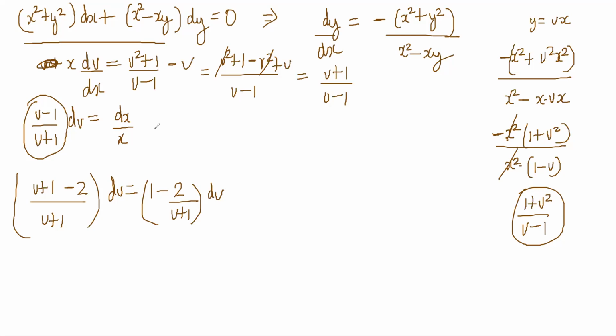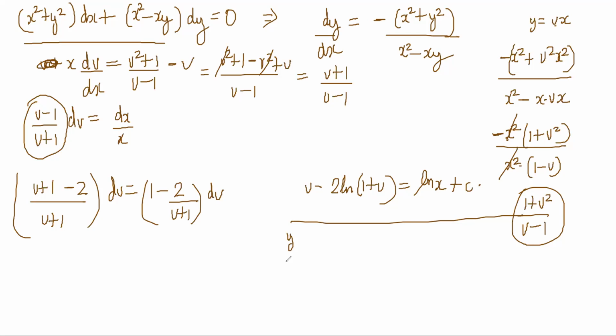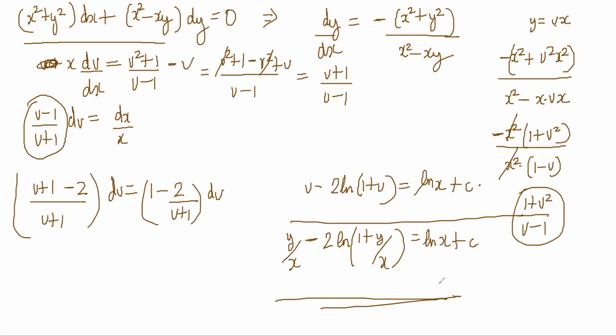dv, and this side is ln x, and this side is v - 2 ln(1 + v) = ln x + some constant, right? And now you can put, instead of v, y/x. So y/x - 2 ln(1 + y/x) = ln x + c. If there are some initial conditions known, you will be able to find c, right?